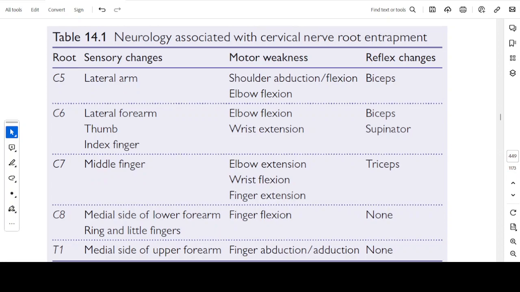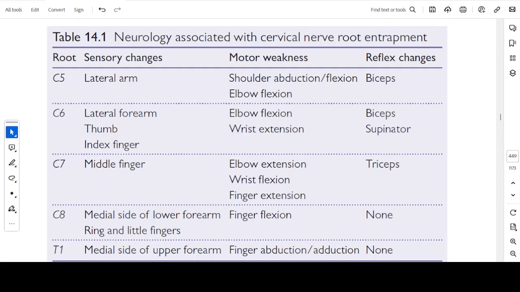Neurology associated with cervical nerve root entrapment. So the nerve root and what would be the weakness? C5: if there is a C5 entrapment, then sensory changes on the lateral aspect of the arm, motor weakness for shoulder abduction, flexion, and elbow flexion, because it affects the biceps. The biceps reflex is affected.